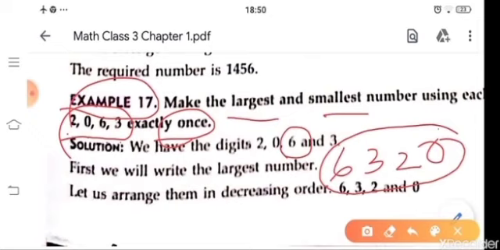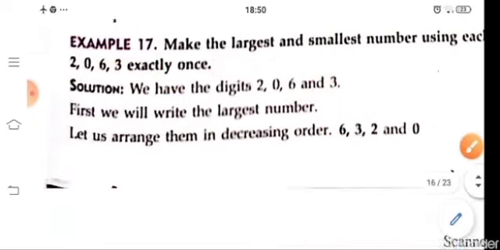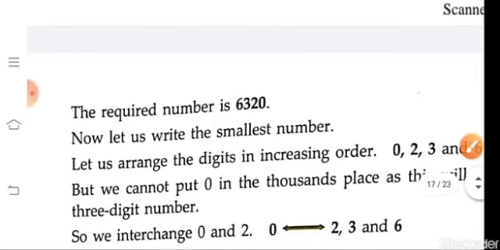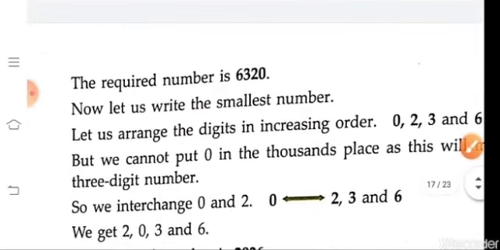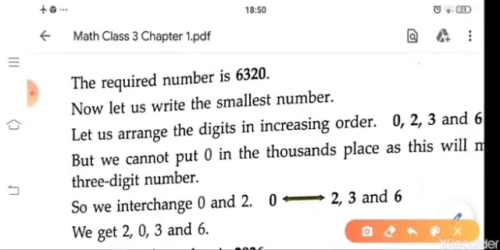How do we write the smallest number from this number, children? Let's see. Here the number is 6,320, and the smallest number here is 0. When we write the smallest number, we write the numbers in increasing order. So here 0 is the smallest number. Then after 0, 2, 3, 6.